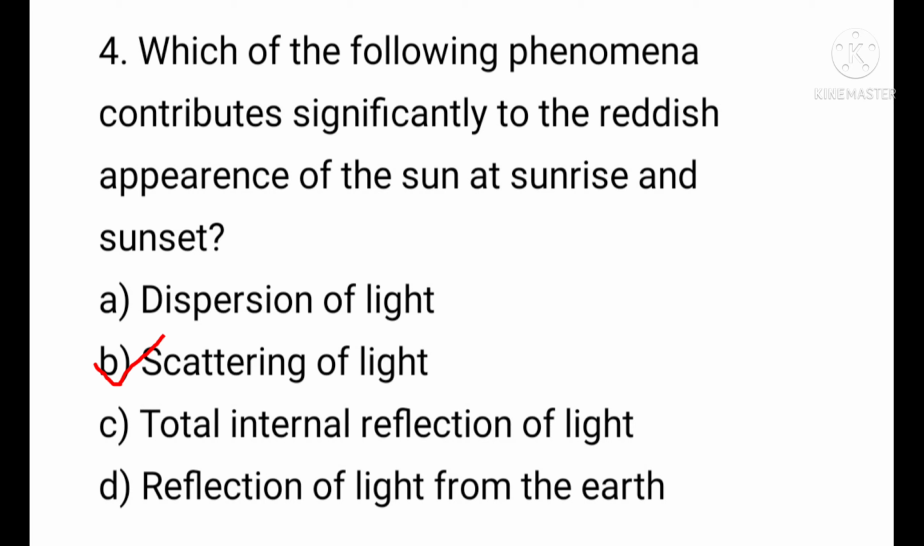During sunset or sunrise, light has to travel a longer distance to reach us. Red color scatters the least so it travels the farthest. So, only red light reaches us and the sun appears reddish.